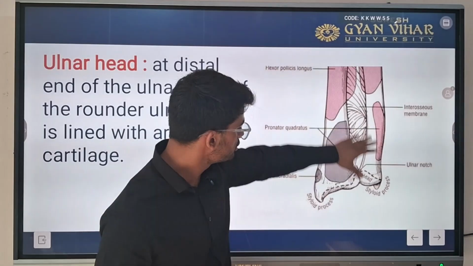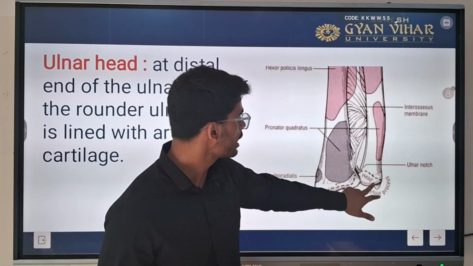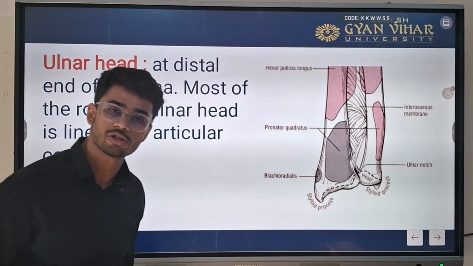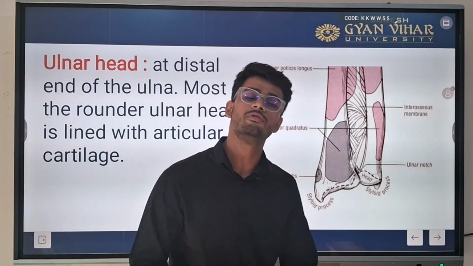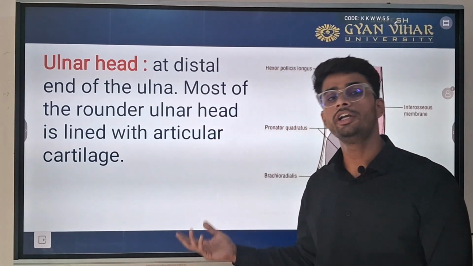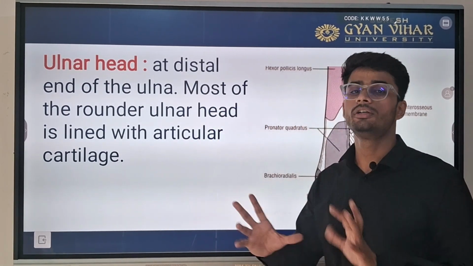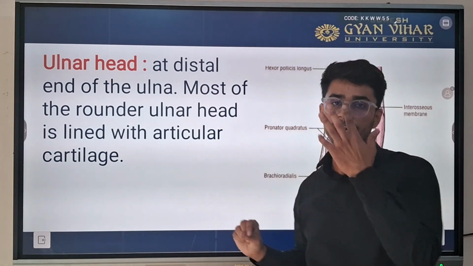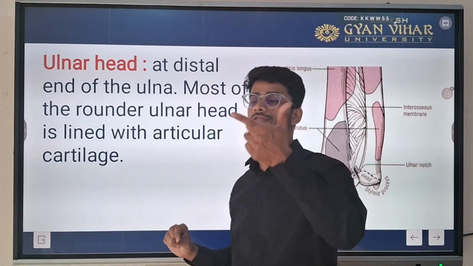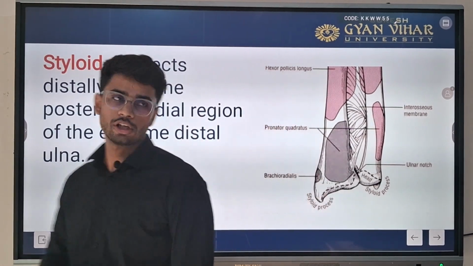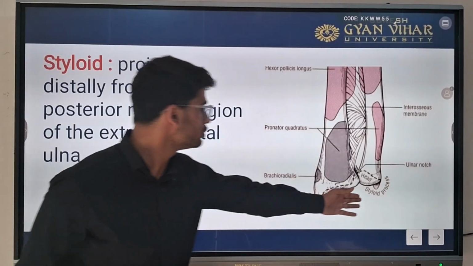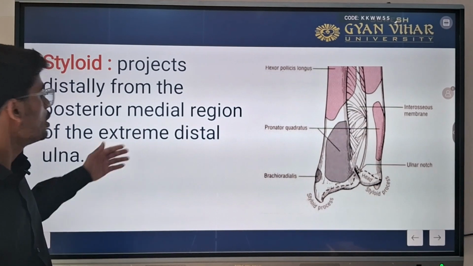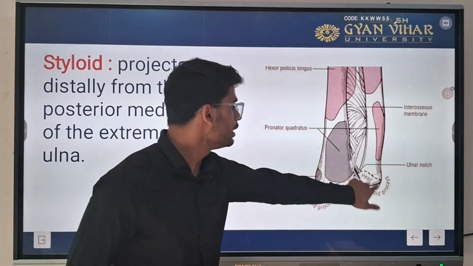Over here you can see this is the distal end of the ulna, and this is the head of the ulna, and this is the styloid process of the ulna. We will see it again when we study the wrist joint, also the distal radioulnar joint, but for now you should remember that the ulnar head is present on the distal side and the radial head is actually at the proximal side. Now the styloid process is also there. As I told you, the styloid process is a sharp projection which is coming out from this head.